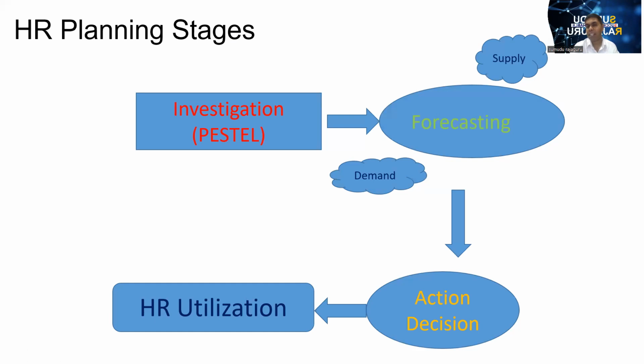When doing the forecasting, there are two important things: supply and demand. Sometimes supply increases beyond the demand. Sometimes demand increases beyond the supply. Sometimes supply and demand are at an equal level. Then based on the relationship between the supply and demand, we have to take actions. Then finally, we have to do the human resource utilization.